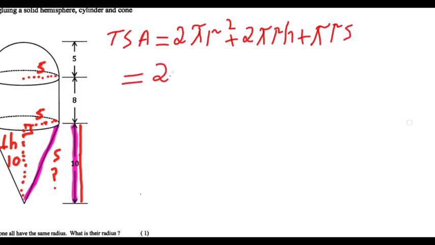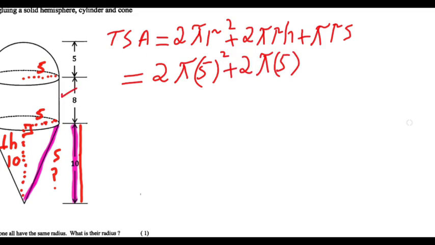equal to 2π, and the radius we got is 5 squared, plus 2π, the radius is 5, and the height of the cylinder is 8, multiplied by 8, plus π, the radius we got 5, and the slant height we found now, which is 11.18.